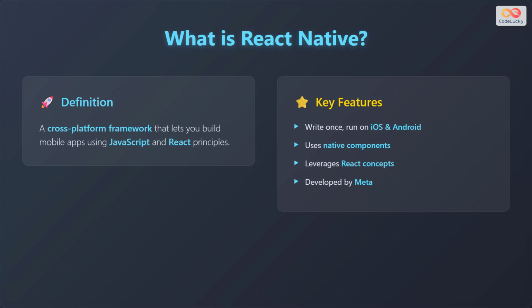Here are a few key features of React Native. You can write code once and run it on both iOS and Android. It utilizes native components, providing a native look and feel. It leverages React concepts, making it easy for React developers to transition to mobile development. It is developed and maintained by Meta, ensuring ongoing support and updates.